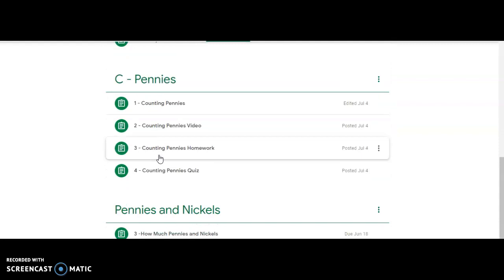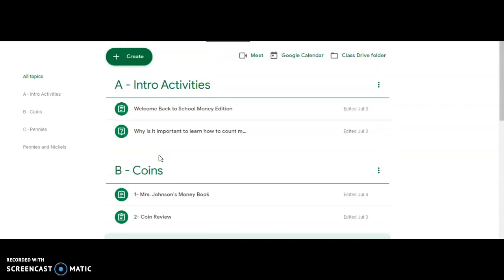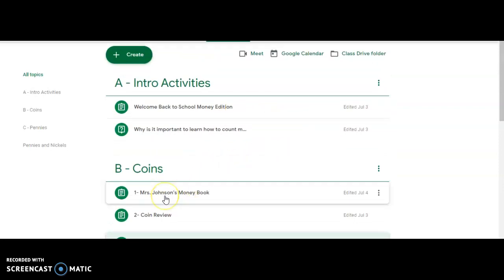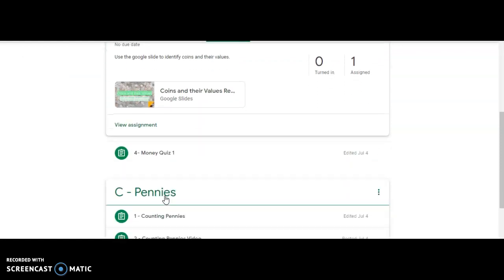And then we went into the different coins, pennies and nickels, and the value of each one. This was really, really an awesome project to work on because as well as being used for special education classes, it can also be used for general education classes as well.